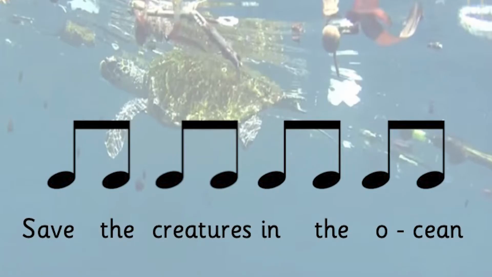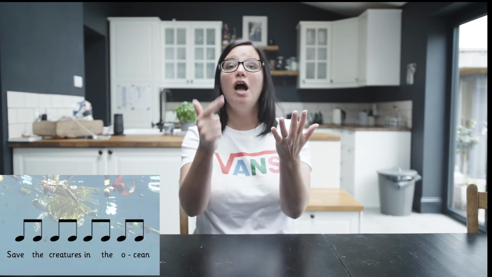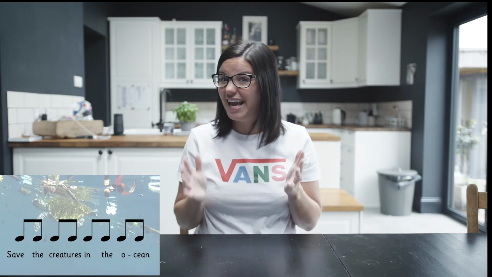Have a look at this one. Oh, you can see some quavers on here. There's actually 8 quavers all in this rhythm phrase. And here's the words underneath it. Save the creatures in the ocean. So there's 6 words, but actually when you count the syllables, there's 8. So we've got save the creatures, that's 2 syllables, in the ocean, that's 2 syllables. So each syllable is worth half a beat. So that's going to sound a bit quicker. And it sounds like this.